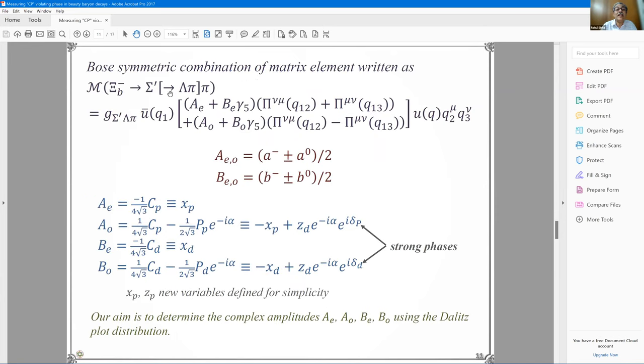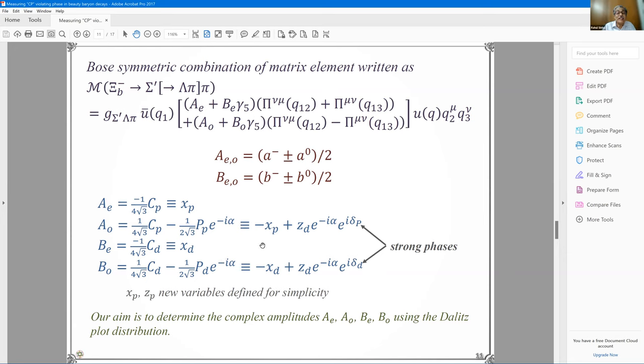Now, the Bose symmetric combination of the matrix element can be written in terms of the even contribution, which is the sum of A minus and A zero, and the odd contribution is the difference. And we add and subtract the two contributions to the matrix elements here. And the two contributions then can be written in terms of the topological diagrams as this.